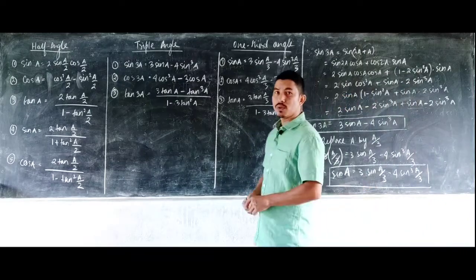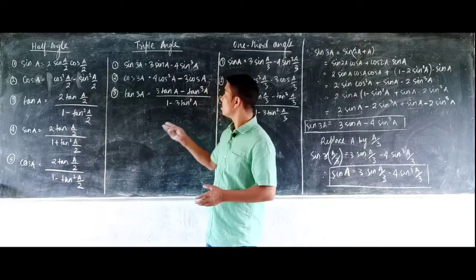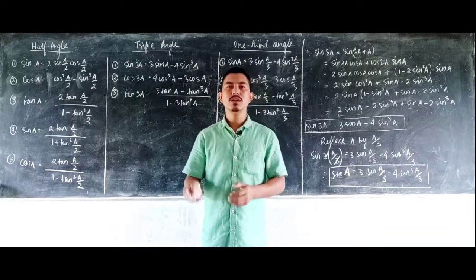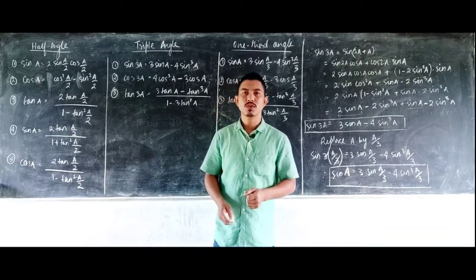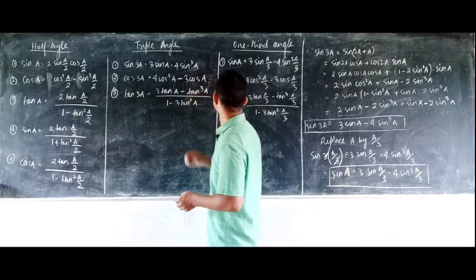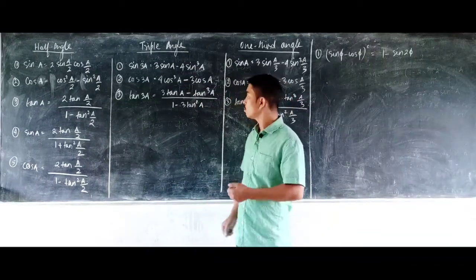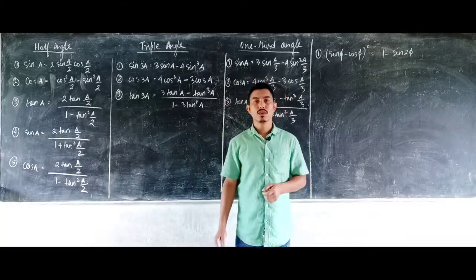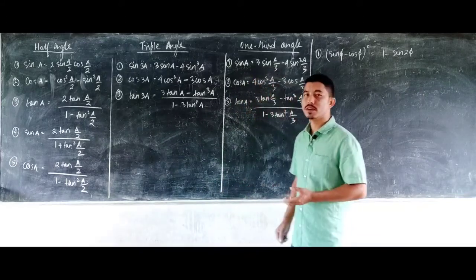In trigonometry, to solve the exercises, it's all about the formulas. If you remember the formulas very keenly and properly, then solving the problems in trigonometry will not be so difficult for you. So let us try to solve a few questions on the half angle, the triple angle and the 1/3 angle formulas. Just as I told you, solving or proving trigonometry in class 11 is just about the formulas. If you remember the formula correctly, solving questions will be so easy.